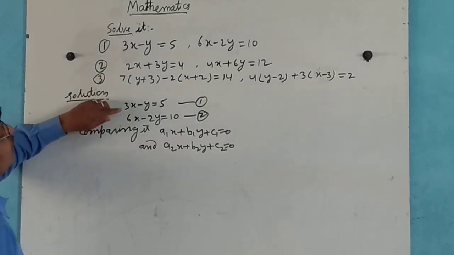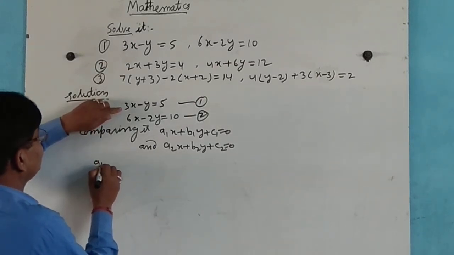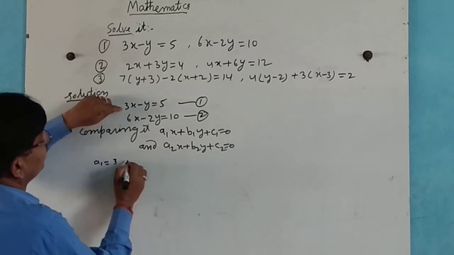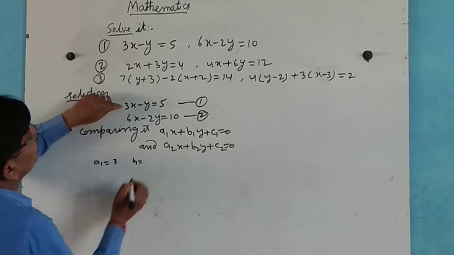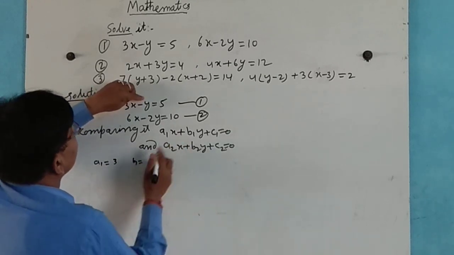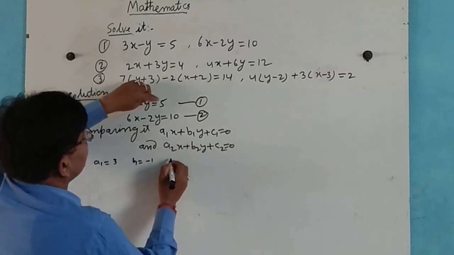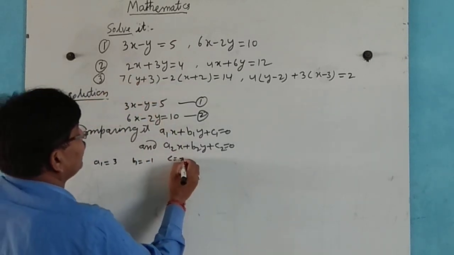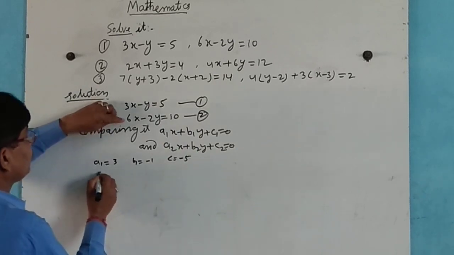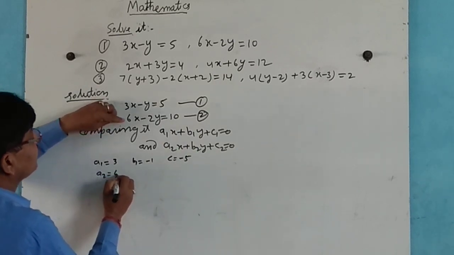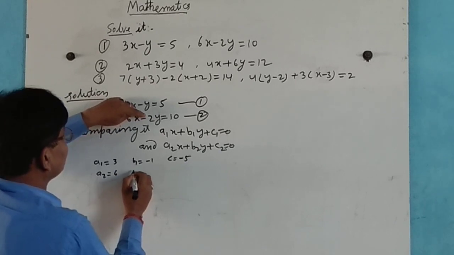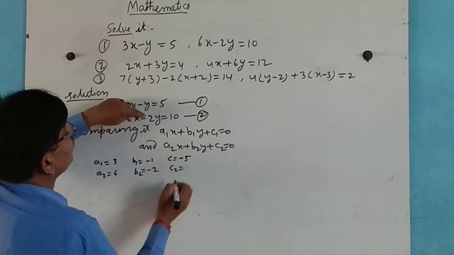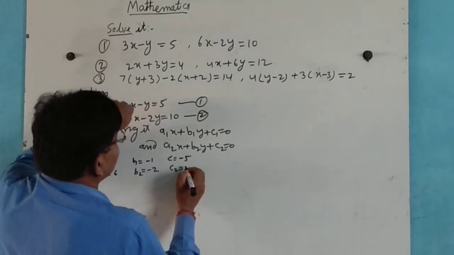Here a1 equal to 3, b1 equal to minus 1, c1 equal to, change the side, minus 5, a2 equal to 6, b2 equal to minus 2, c2 equal to minus 10.